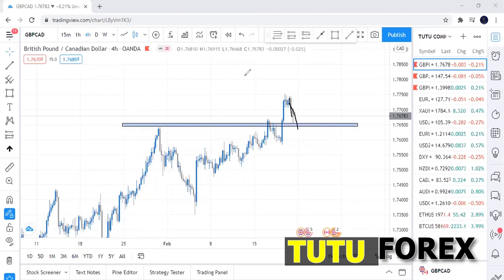Now we want to see, when the market opens, price action, candlestick rejections and candlestick patterns before we make a good entry to the upside, before we look for buying opportunities. You get it? This is British pounds, Canadian dollar.